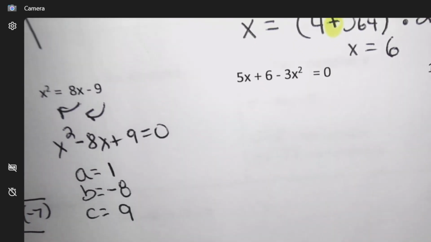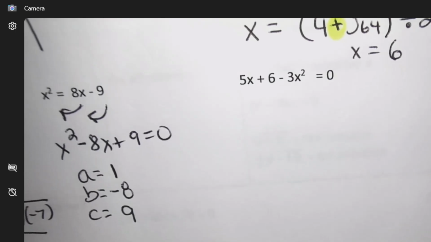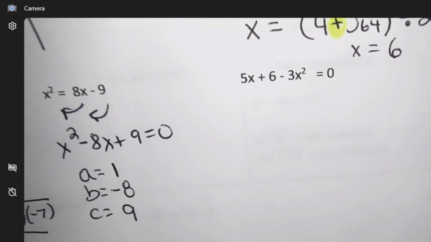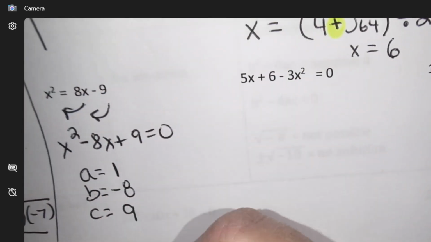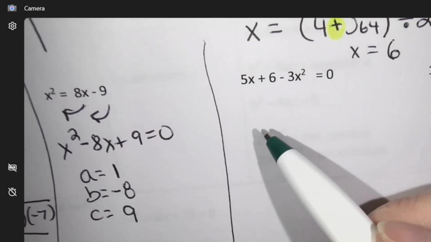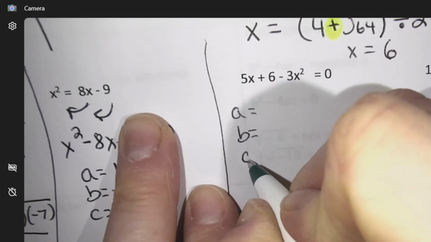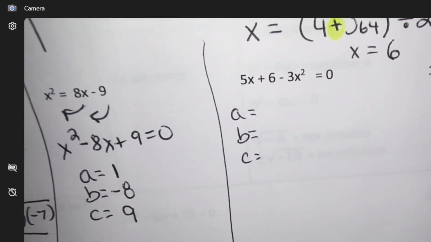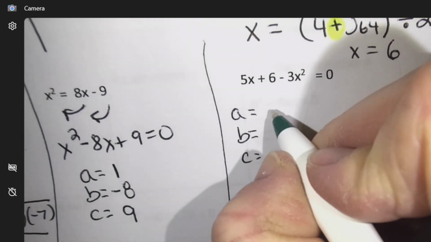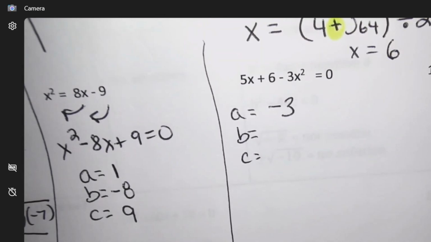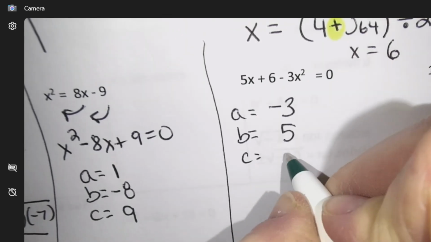Okay, the third example, I am trying to be tricky. Why am I trying to be tricky on this one? The order, yeah, the A is actually the end one. So I want you to really focus on, okay, what are my A numbers, B numbers, and C numbers? So what is my A number? It's actually -3. Because again, it's not the order, it's how many of the x squareds do you have? How many x's? How many numbers?